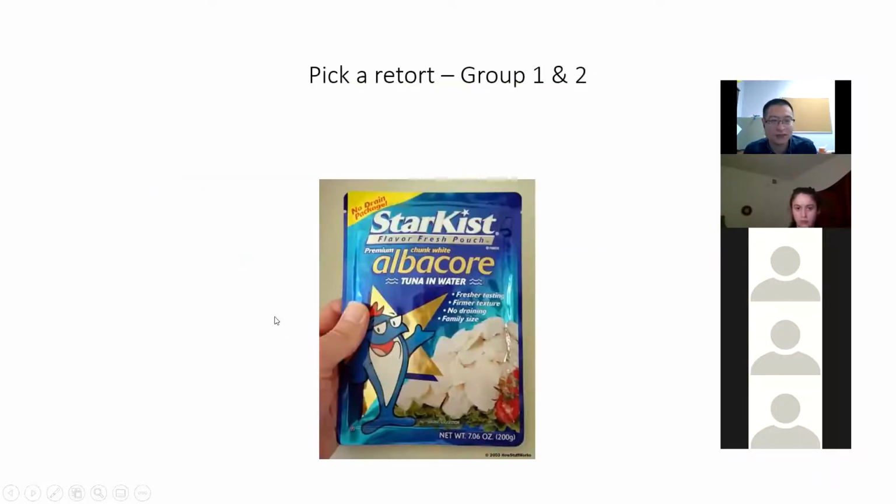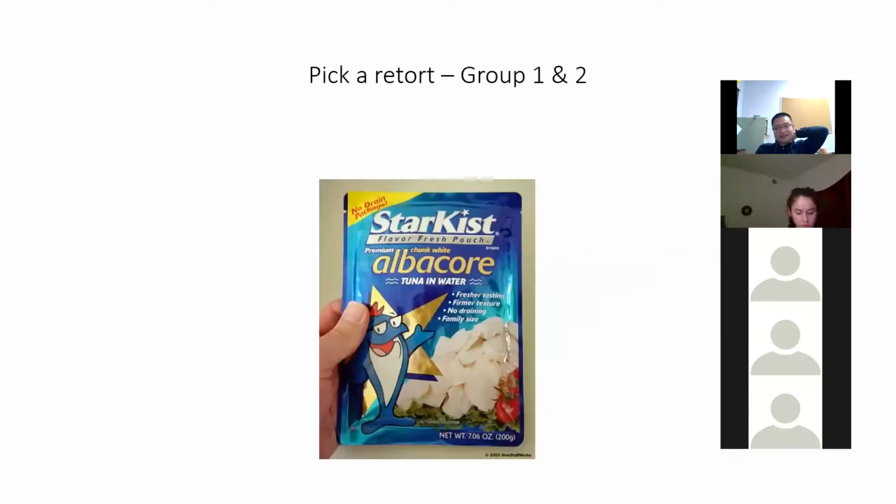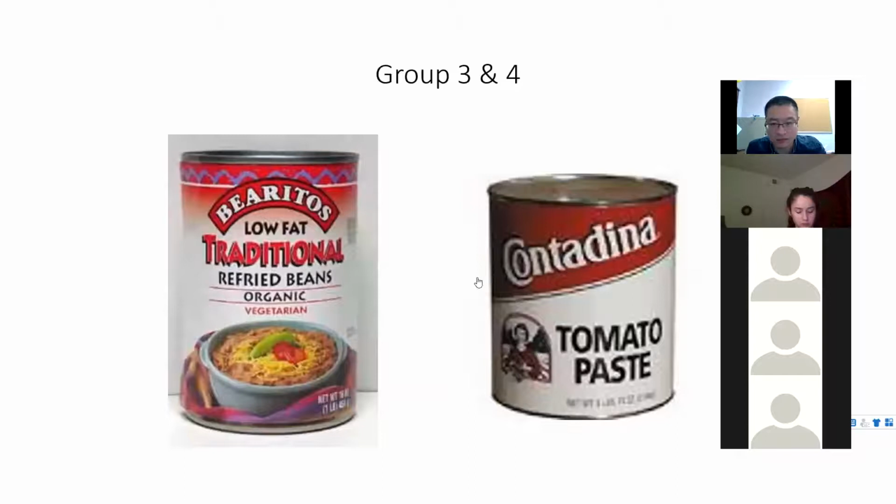Okay, so I was planning to do a breakout room activity for this part, because I have a bunch of different types of food I want you to discuss. Let me see if we have time. Okay, I think we have time. I will send you to different breakout rooms. Groups 1 and 2, you will discuss the flavor fresh pouch. What do you use to process it? What type of retort would you use?